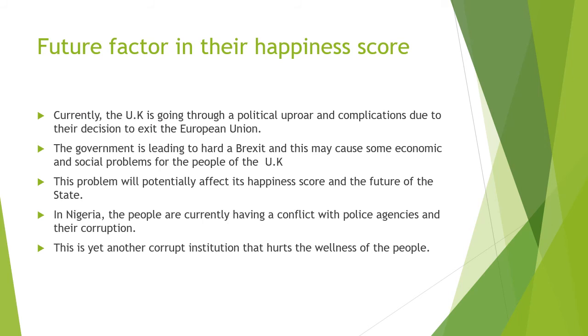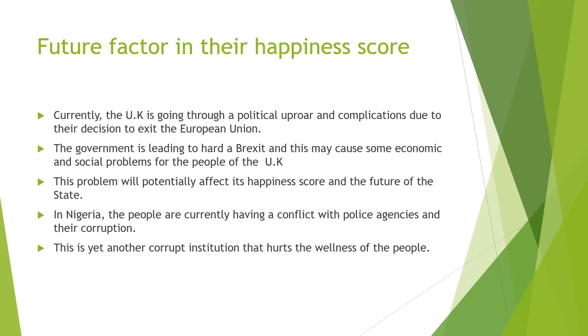To conclude, currently the UK is going through a political uproar and some complications due to their decision to exit the European Union. Unfortunately, the government has not been able to make an agreement or a plan to exit the European Union, and is going the route of what is known as a hard Brexit, which may cause very serious economic and social problems for the people of the UK. These problems could potentially affect its happiness score and the future of the state.